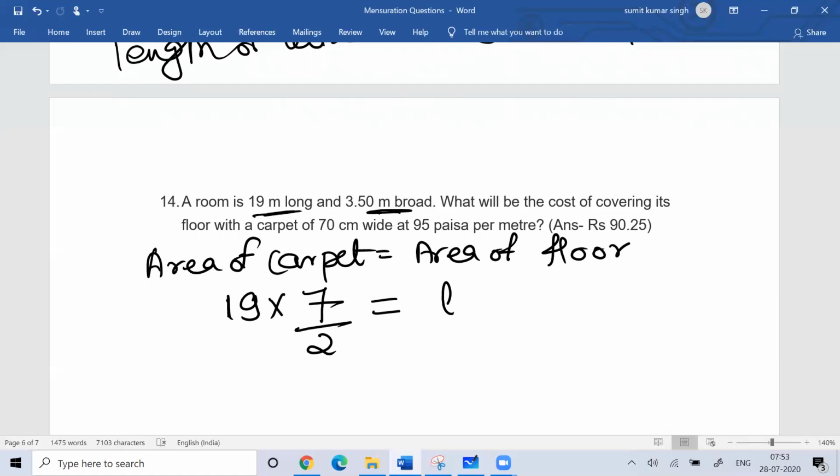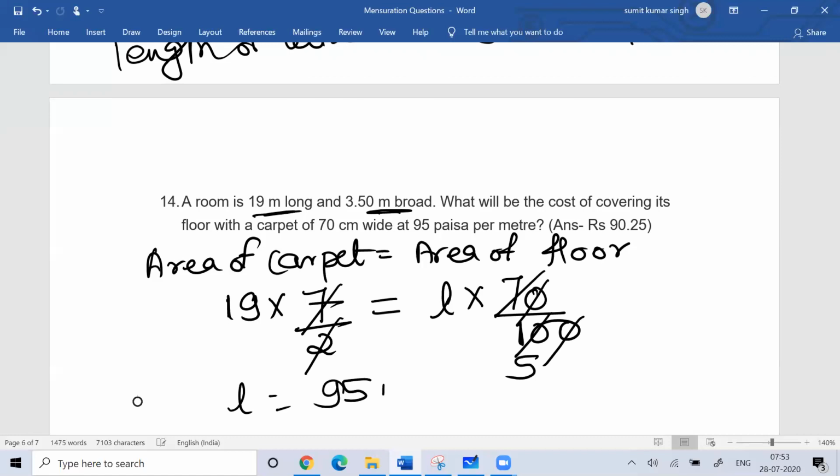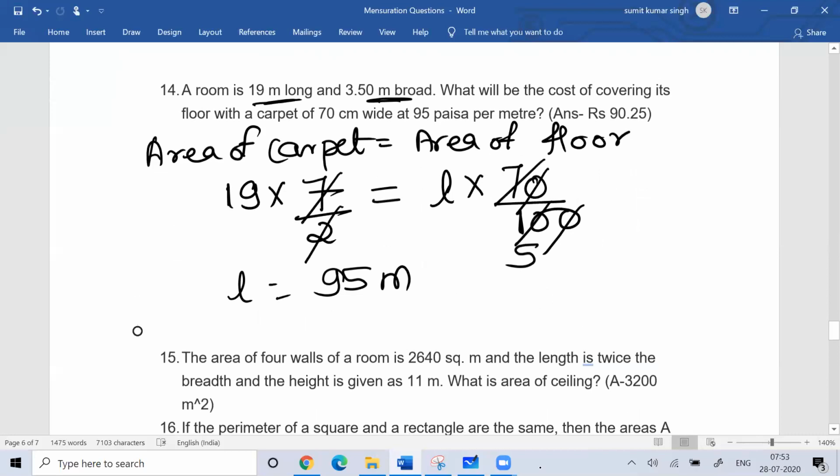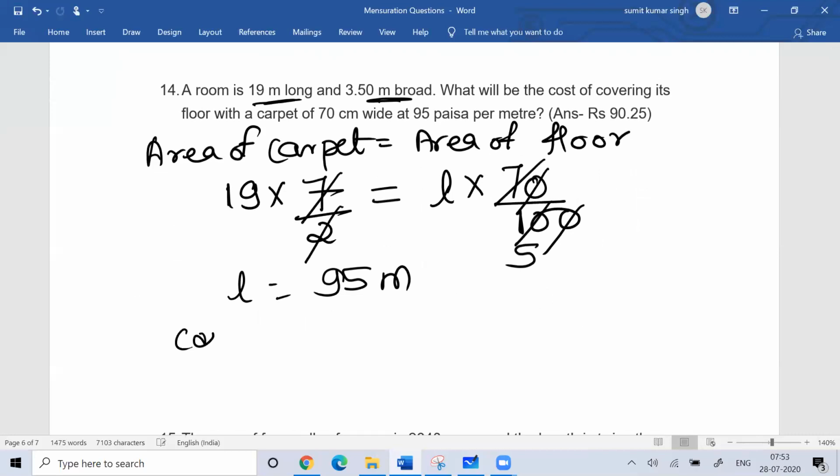And when I talk about carpet, the length of carpet is not given, but the breadth is given, 70 centimeter. So 70 centimeter I can convert into meter. So you can write this as 7 by 10. So 7 gets cancelled, and this is 5 into 19. So the length of carpet you will get is 95 meter, and for every meter you are paying 95 paisa. So the cost per meter paid is 95 paisa.